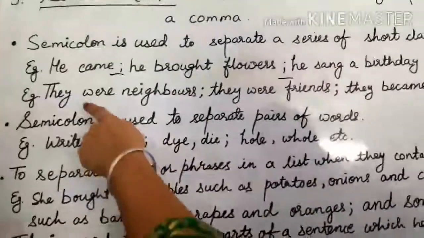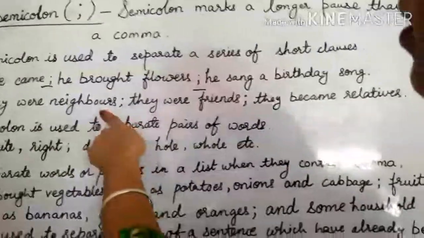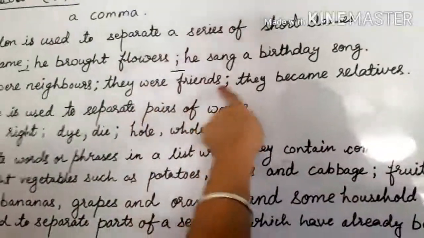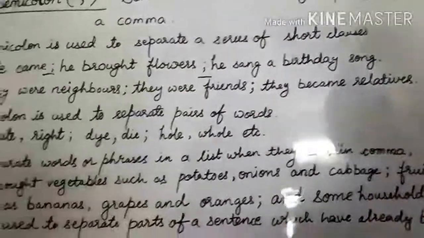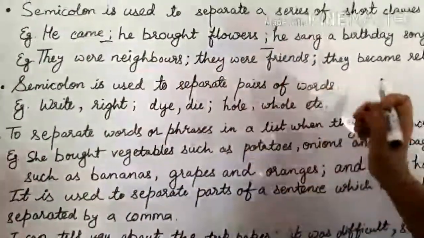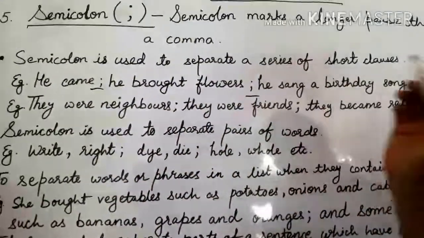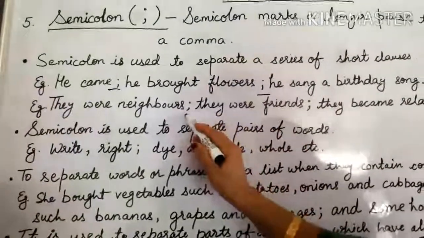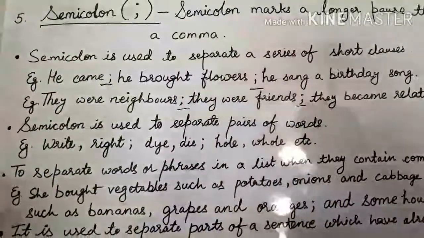Next example: they were neighbors; they were friends; they became relatives. Again, three clauses are here and we are separating these three clauses with the help of semicolons.